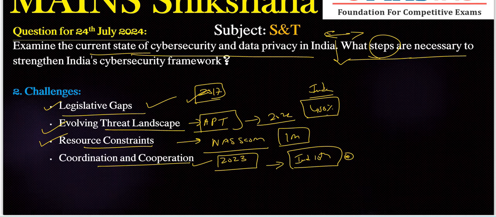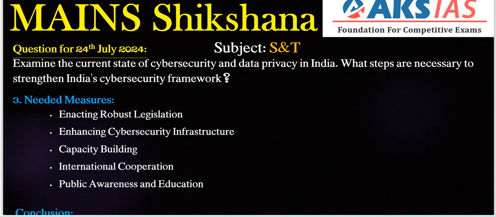So finally, as shown in the question tag, what is the important keyword here? Steps. We need to provide some needed measures to solve our challenges, our problems or issues, right? Enacting robust legislation is very important here. So expedite the enactment of the Personal Data Protection Bill and update the IT Act also, right? The Data Protection Authority proposed in the bill should be empowered to enforce compliance and impose penalties effectively.